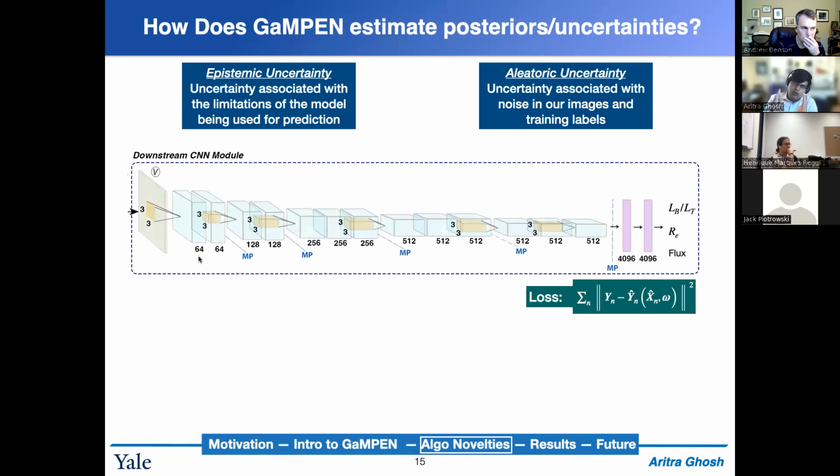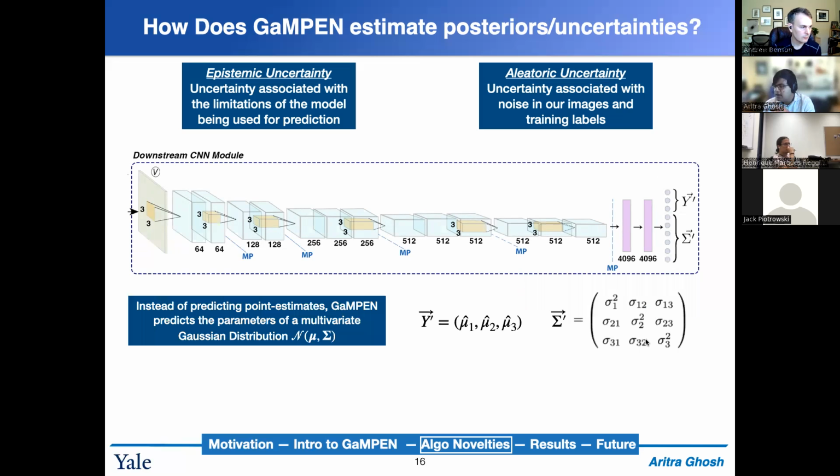The image, after having been cropped, is passed to this module, and it goes on to predict three parameters: bulge-to-total light ratio, effective radius, and flux. Now, you might think of this as a regression problem, and the natural intuition might be, can we just use something like a mean squared error as a loss function? You could do that, but then you wouldn't end up with any uncertainties. So instead of making point estimates, what GaMPEN does is predict the parameters of a multivariate Gaussian distribution. That is, we predict a vector of means for all three parameters and this covariance matrix.